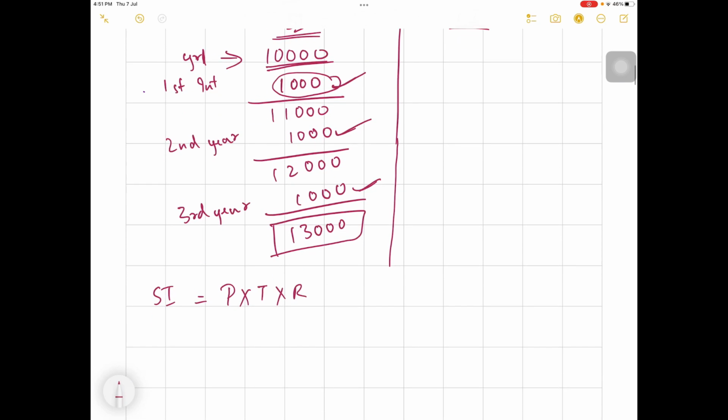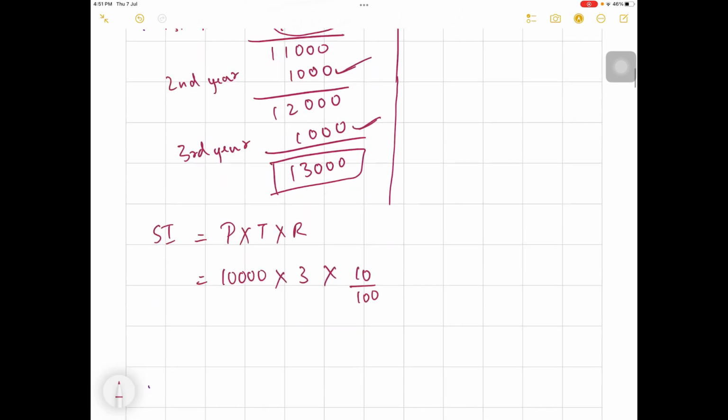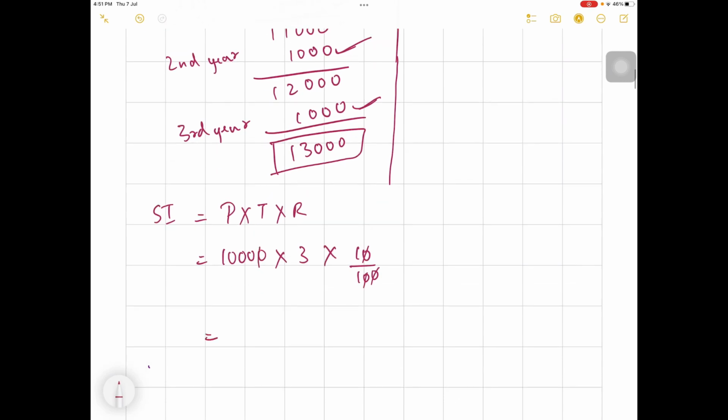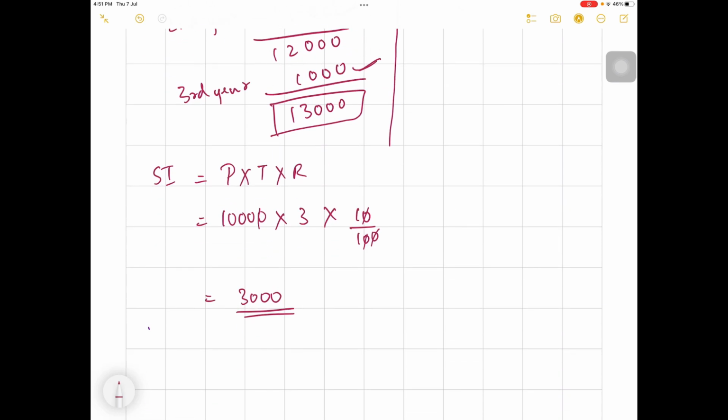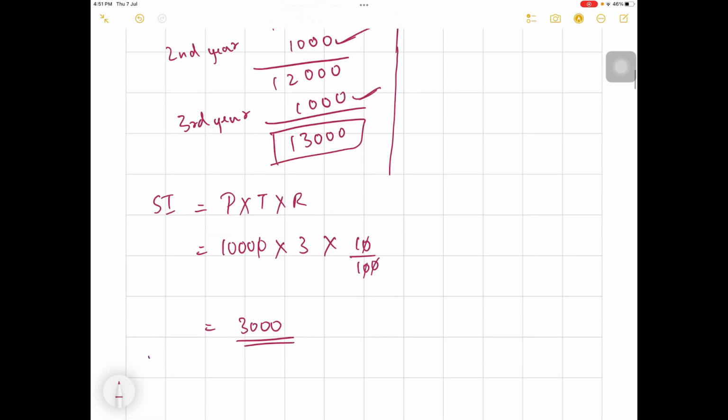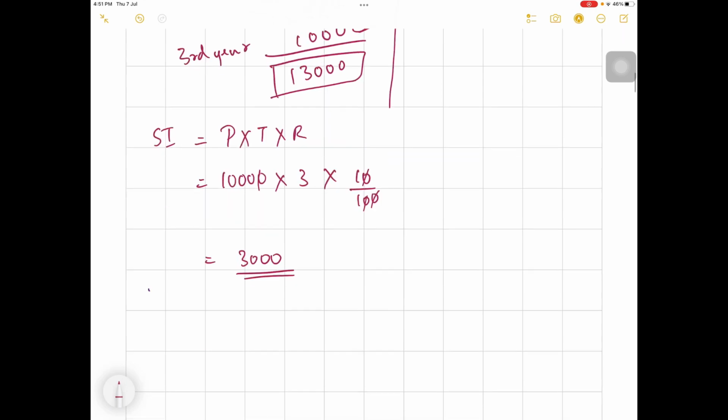My principal amount is 10,000 because I have borrowed 10,000 for 3 years. So term is 3 years, into rate of interest, which is 10%, so 10 upon 100. Cutting the zeros, this is 1,000 into 3, so 3,000. So 3,000 is the simple interest for 3 years. Principal amount is 10,000, interest is 3,000, so I have to return 10,000 plus 3,000, which is 13,000.